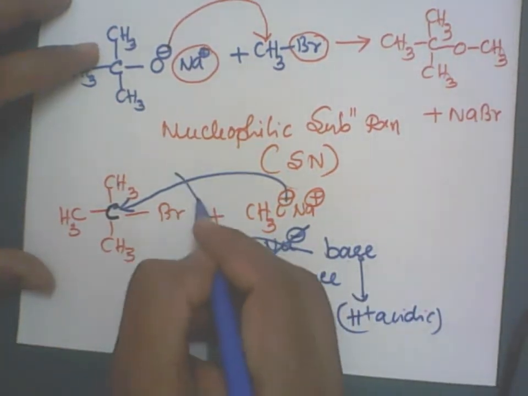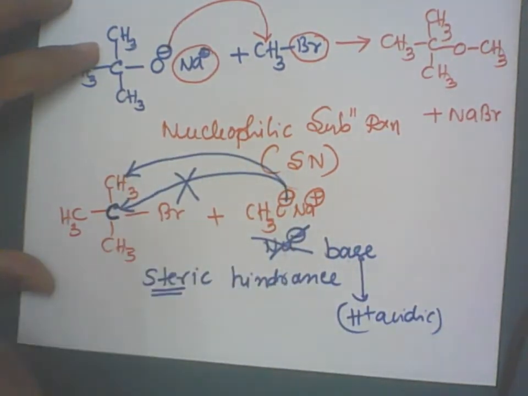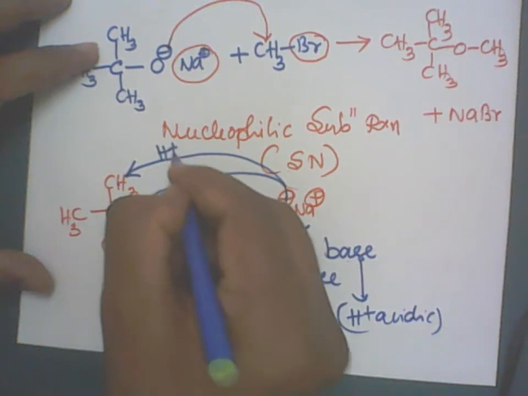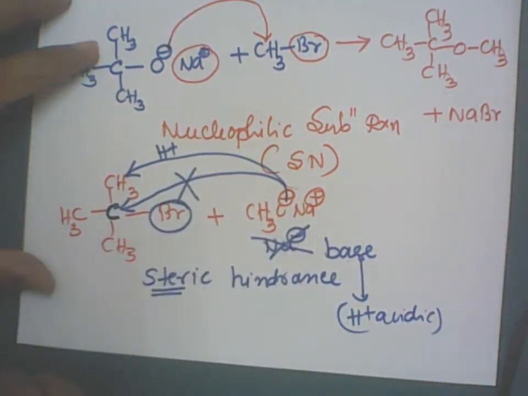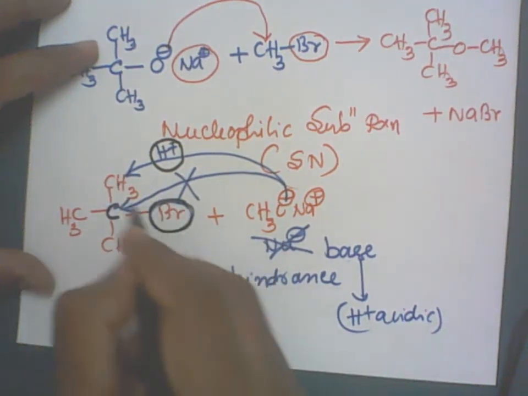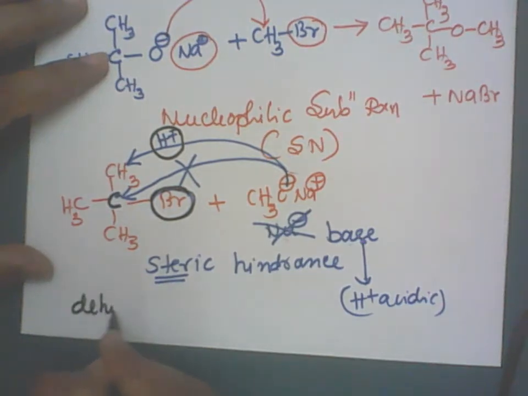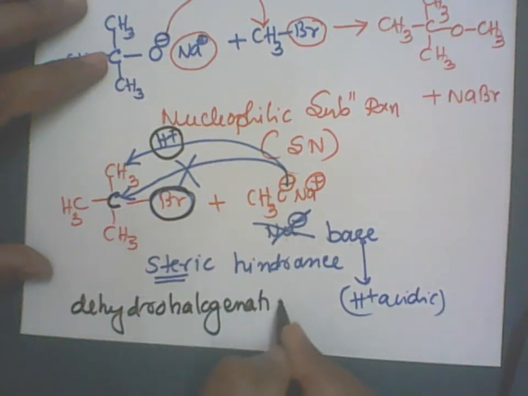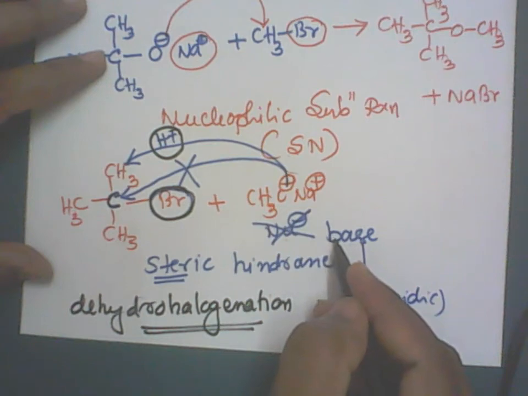So therefore, there is no nucleophilic substitution reaction. Instead, it will take up the acidic hydrogen H plus from the neighboring carbon atom. But Br will go out. H plus should be removed from the neighboring carbon atom and Br should be removed from the neighboring carbon atom. Removal of HBr is called the dehydrohalogenation reaction. Therefore, it doesn't act as a nucleophile, it acts as the base.